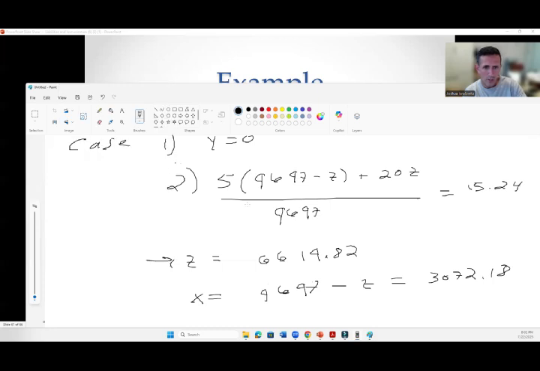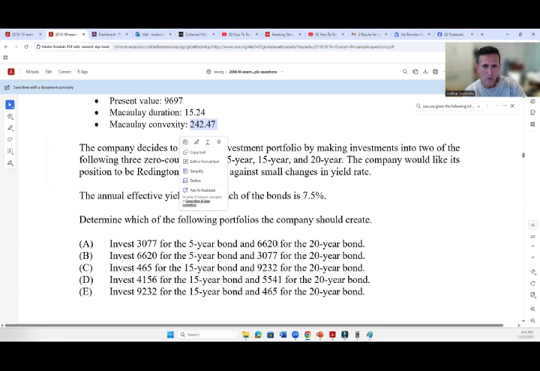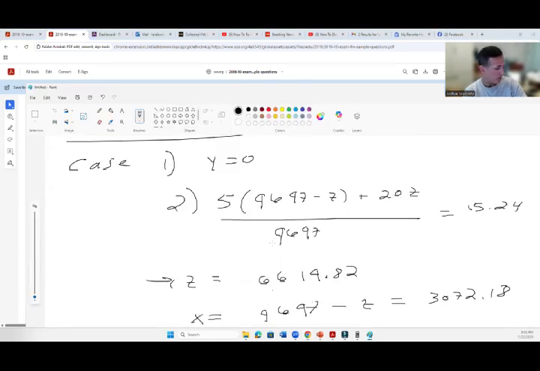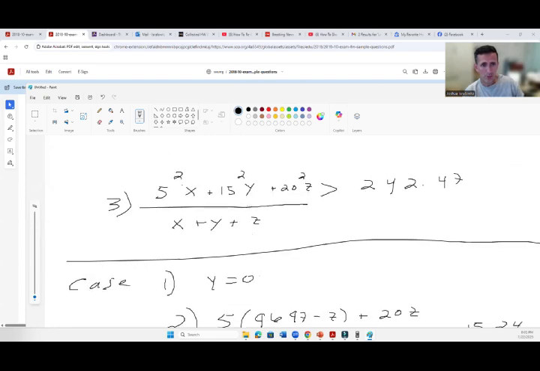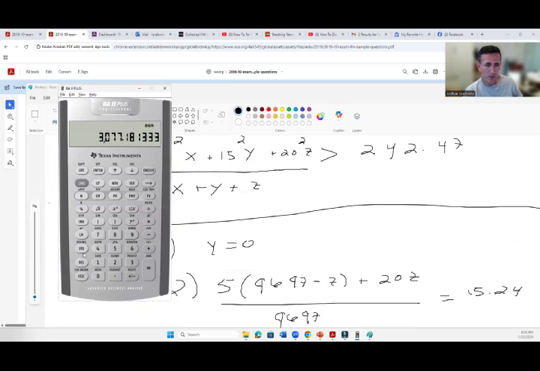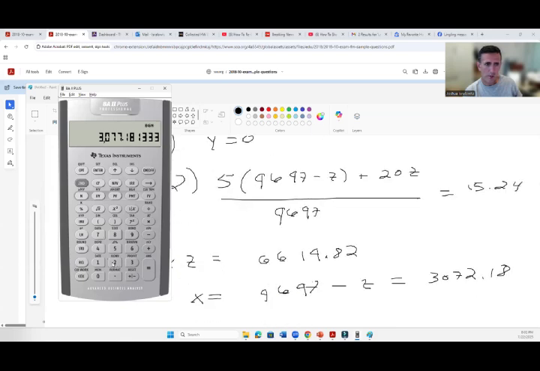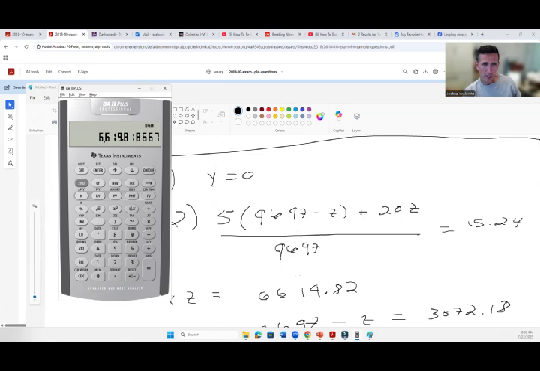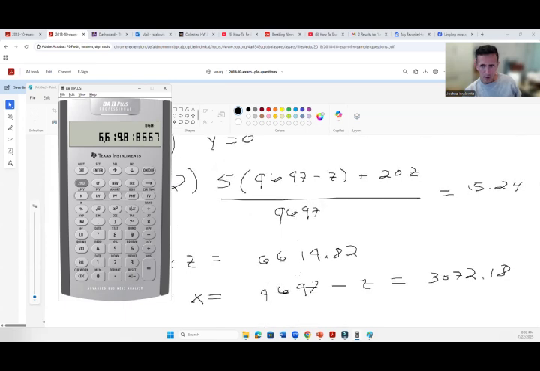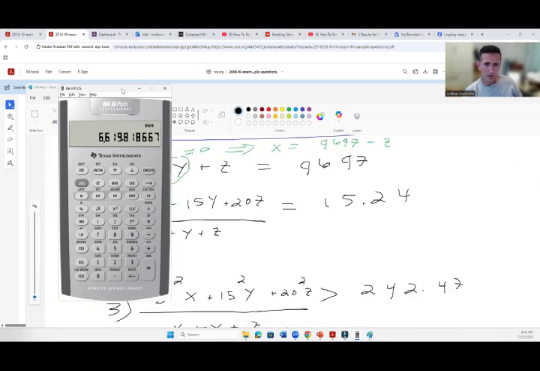So we get that 3077 and 6620, but we have to check if 3 is true. And I would just plop in. It's as simple as that. So store this in the 2 spot. Remember that Z is the first spot and X is in the second spot. All right, so let's just check.